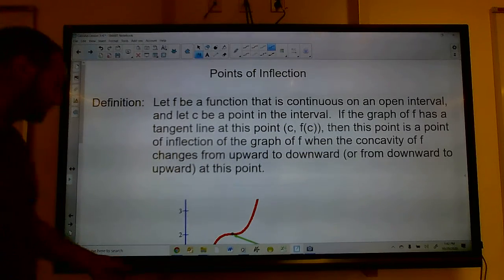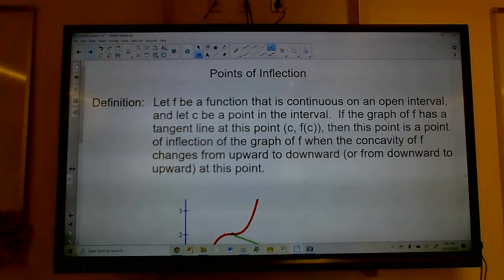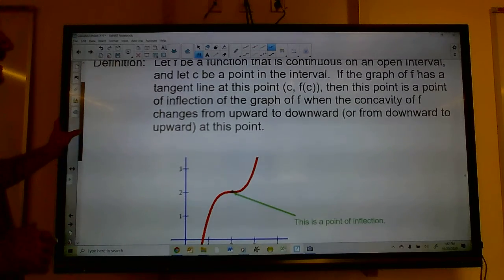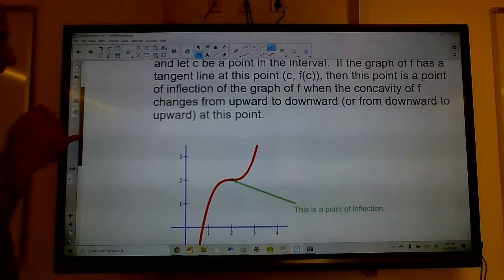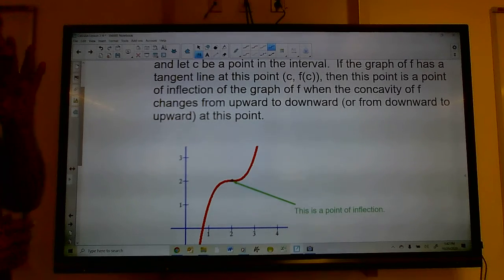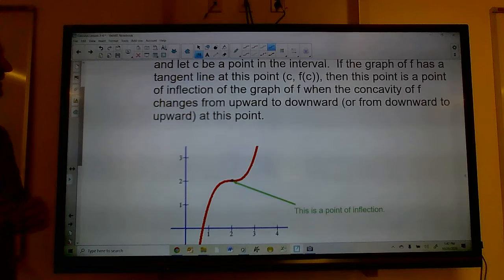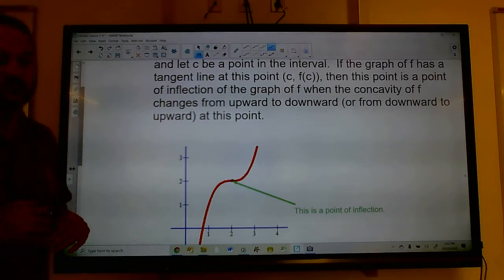Points of inflection. Let f be a function that is continuous on an open interval, and let c be a point in the interval. If the graph of f has a tangent line at this point (c, f(c)), then this point is a point of inflection of the graph of f when the concavity of f changes from upward to downward or from downward to upward.